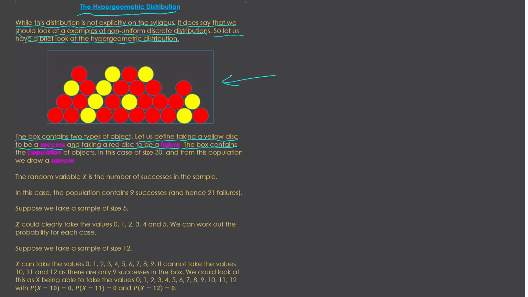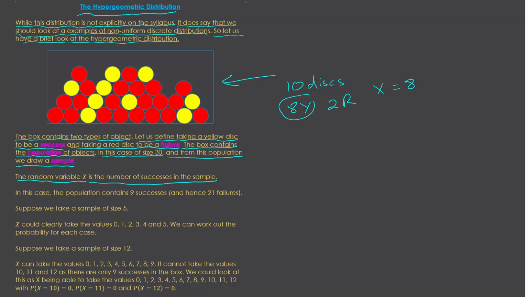The box contains the population of objects, in this case of size 30, and from this population we draw a sample. The random variable X is the number of successes in the sample. So if we decided to draw 10 disks, and we got 8 yellow and 2 red, we would say that X is equal to 8 because there were 8 successes.